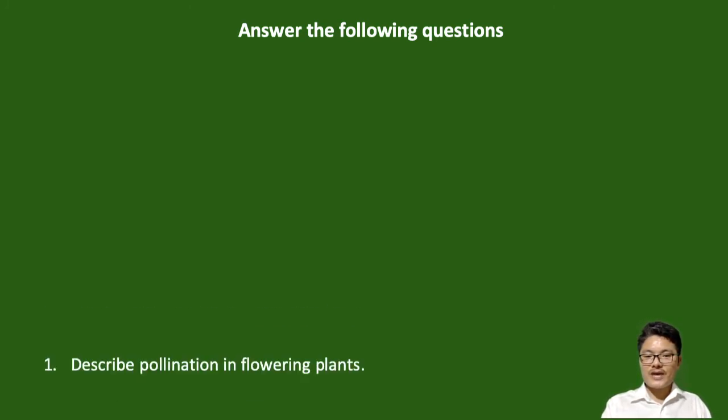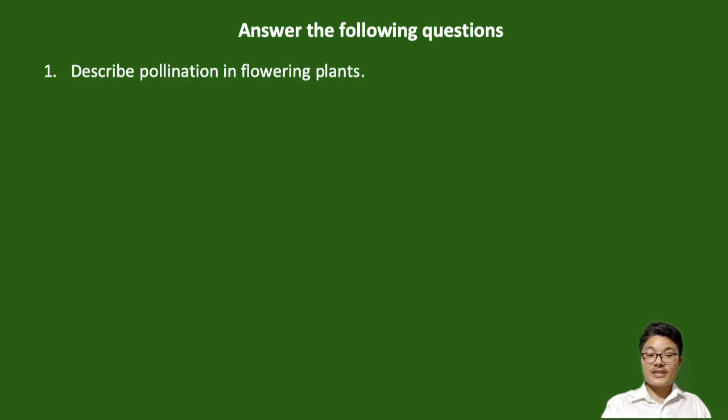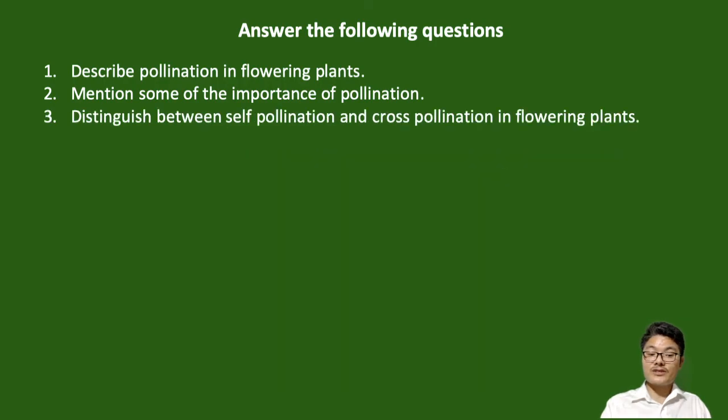So you need to answer these questions. The first question is you need to describe pollination in flowering plants. Second, mention some of the importance of pollination. You also have to distinguish between self-pollination and cross-pollination in flowering plants.